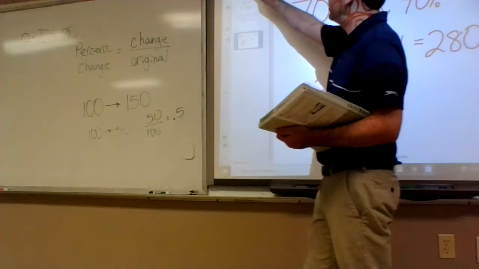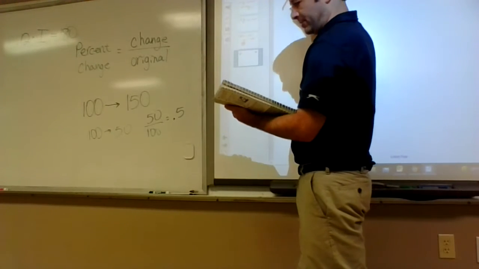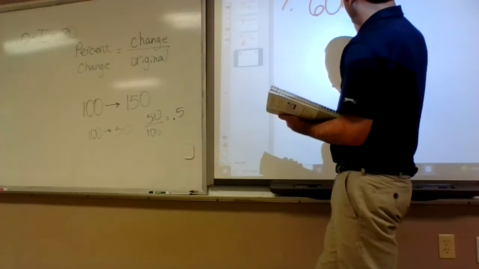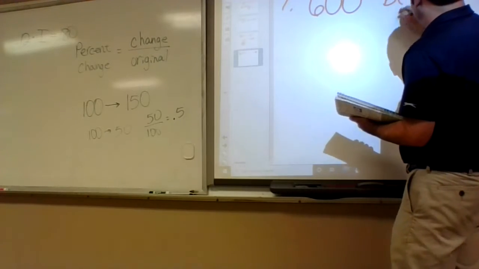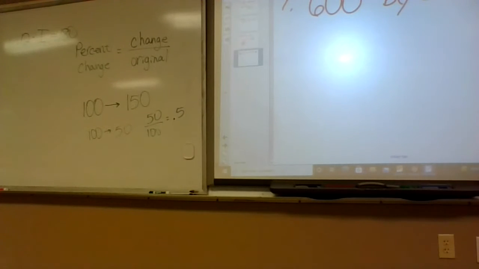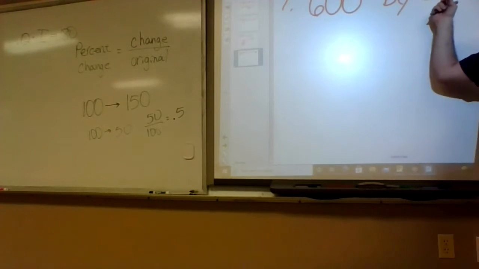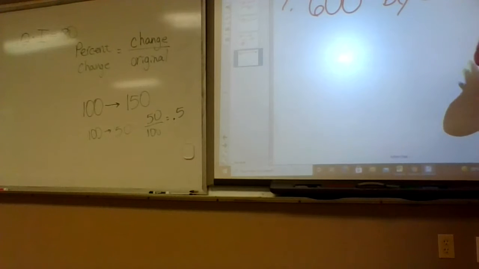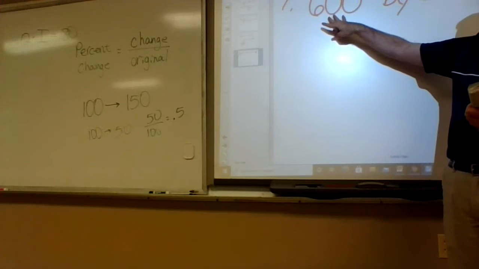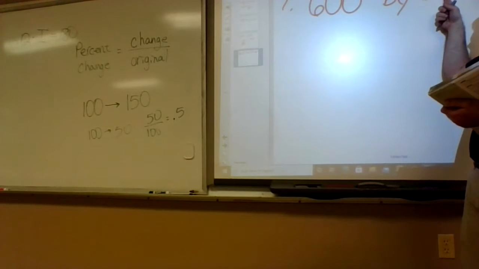So on number 7, we're trying to decrease. This one says decrease, that's important. 600 by 55%. If I'm going to drop it by 55%, is it going to be more or less than half of what it is now? Right. If I'm dropping by 55%, I'm taking most of it away. So my answer should be smaller than 300, because I'm taking away most of it.